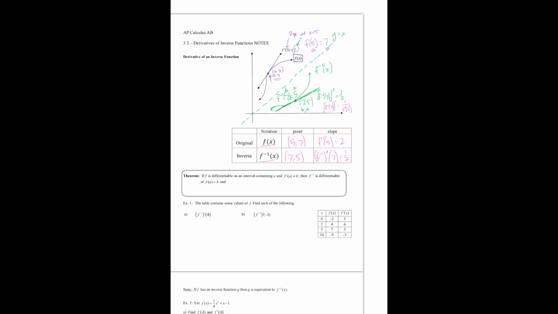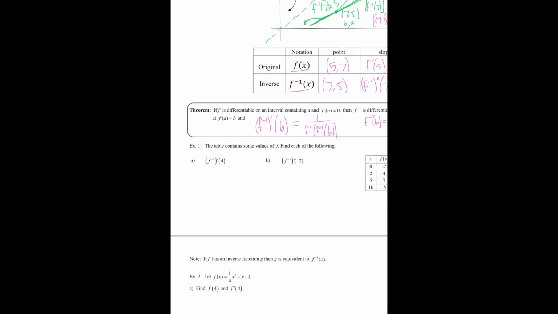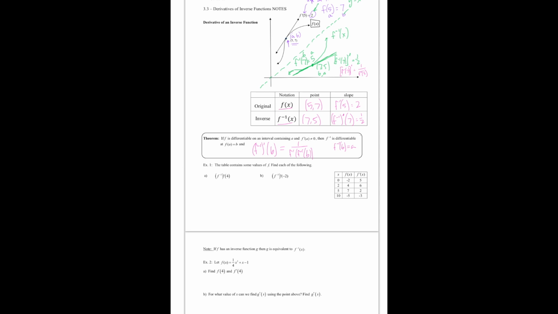Okay, the derivative of the inverse at b is equal to 1 over the derivative of the inverse of b, where the inverse of b is equal to a. All right, let's see what we can do with the chart and the table and everything.